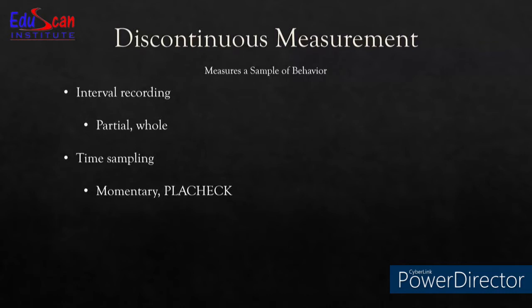Under interval recording, we have partial interval recording or whole interval recording. In time sampling, we have two: momentary time sampling or PLACHECK, planned activity check, time sampling. So let's understand each one of them independently.